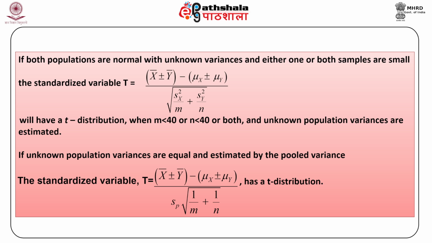You can observe that if the unknown population variances are equal and estimated by the pooled variance sp square, the standardized variable t could be written as (x bar minus y bar minus (mu x minus mu y)) upon sp into under root of 1 by m plus 1 by n, and this also has a t distribution. Basically, what we have done is we have taken out sp from the under root sign because of the assumption of the two variances being equal.